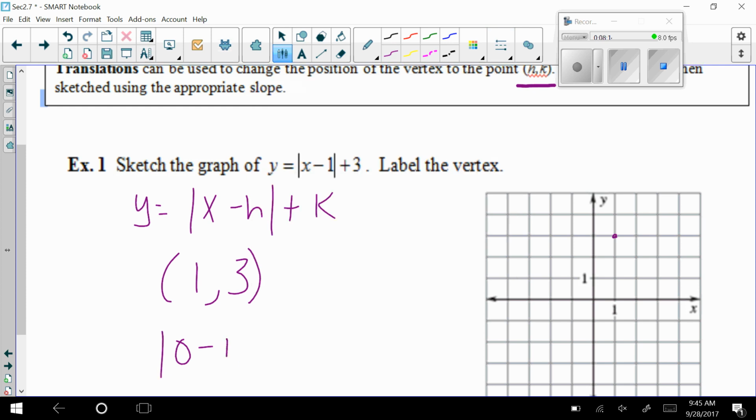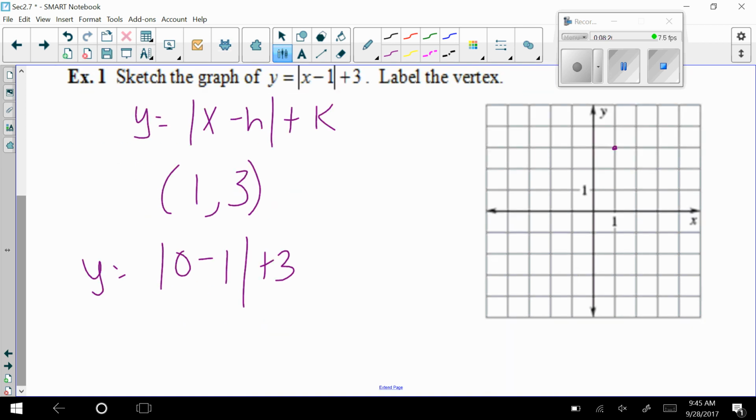0 minus 1 plus 3. Negative 1, absolute value of negative 1 plus 3. I get y equals 4. So (0, 4). And then the next step is to use symmetry to plot another point.